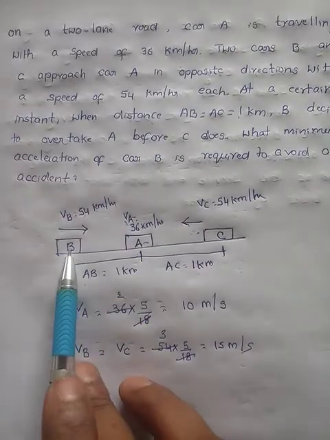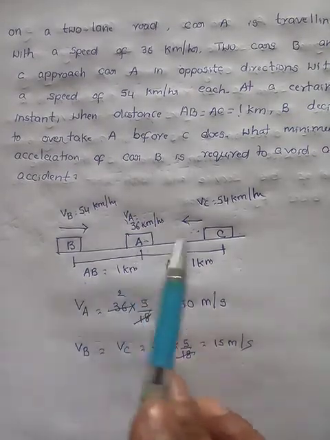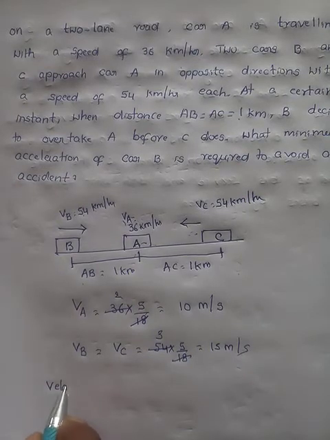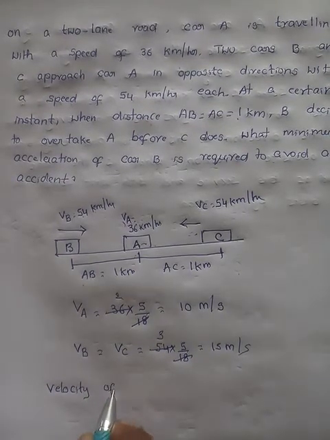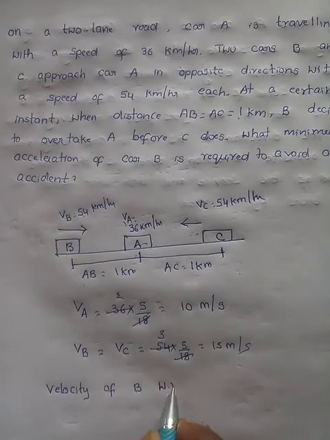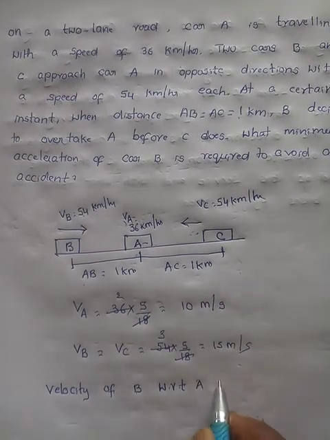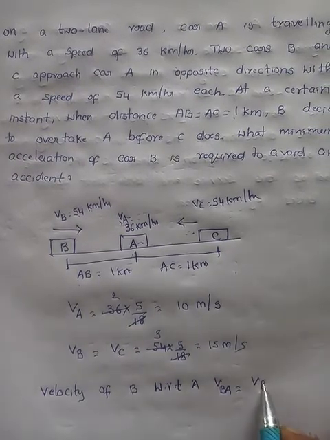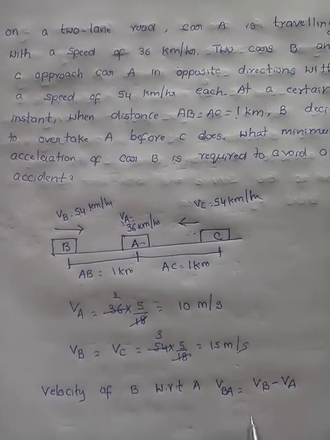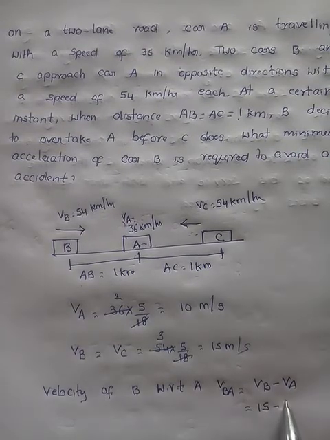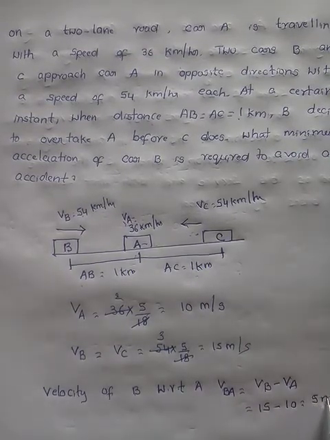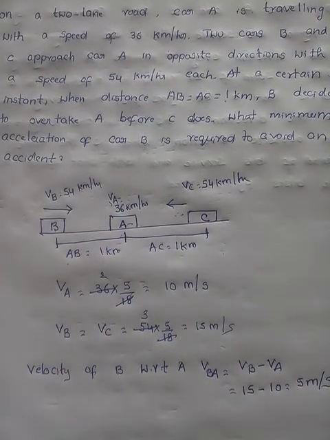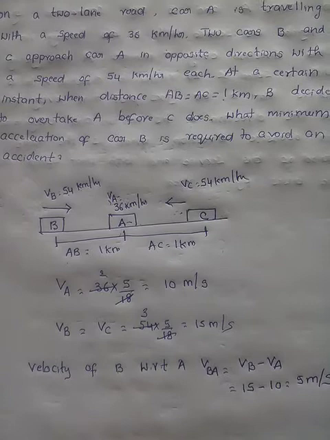Here have you observed that B and A are moving in the same direction, C and A are moving in opposite directions. We can write the velocity of B with respect to A, VBA, is equal to what? Both are moving in the same direction, so VB minus VA. VB is 15, VA is 10, so you get 5 meters per second. So the velocity of B with respect to A is 5 meters per second.